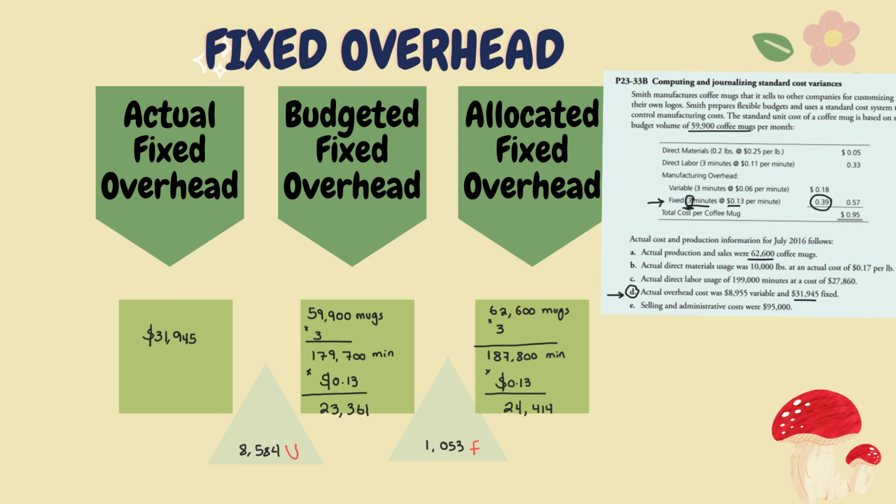Now the difference between the first and the last, 31,945 less 24,414, it's gonna be 7,531. Is it favorable or unfavorable? It should be unfavorable, because I expected to pay 24, I paid 31, so it's gonna be unfavorable. And again, I told you before, if one of them is favorable and the second one is unfavorable, you need to subtract, and you're gonna decide if it's favorable or unfavorable based on the greater amount between these two. So this is the greater one, so it should be unfavorable.